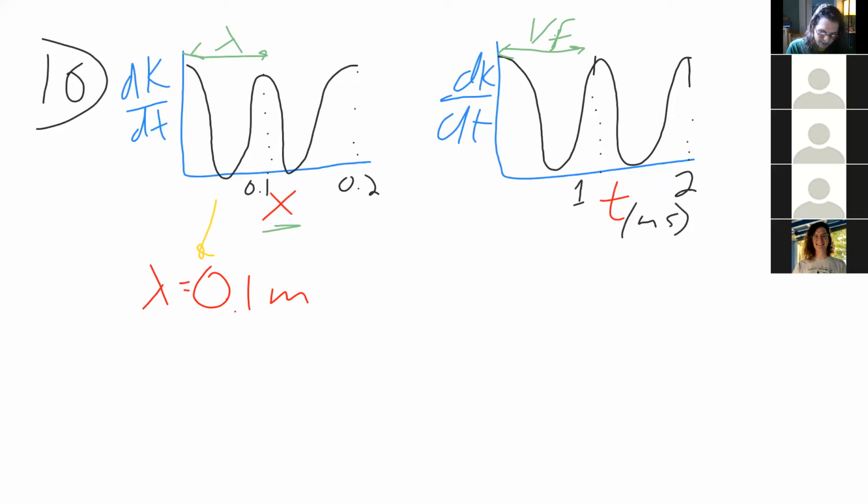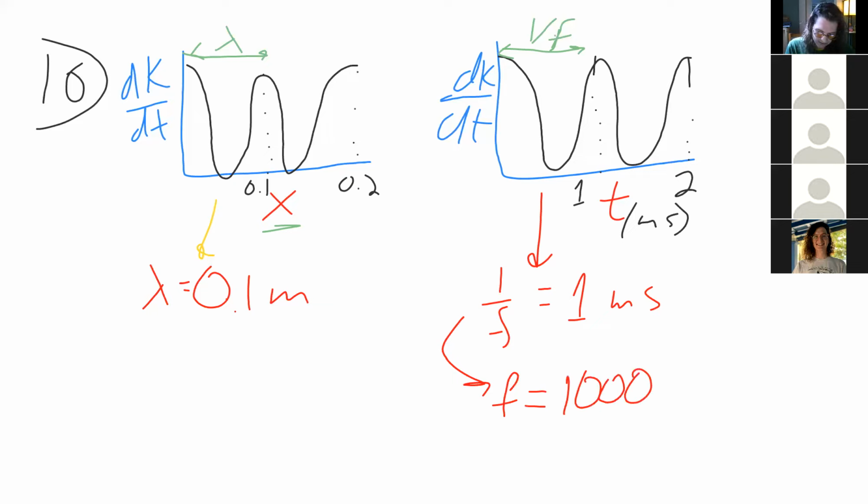This one will give me my frequency. This will tell me that 1 over my frequency is equal to 1 millisecond, which is 10 to the negative third. So this means that my frequency proper is 10 to the third, or 1,000 hertz. Okay, so I have both of those. I should be able to do that. And I think that that's the important part of this problem.